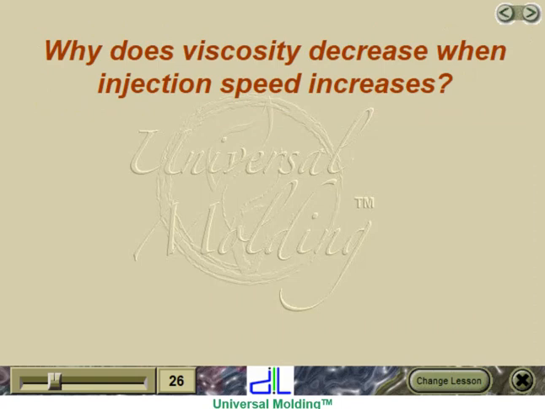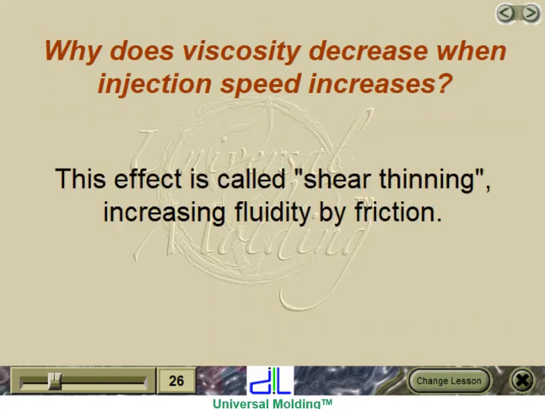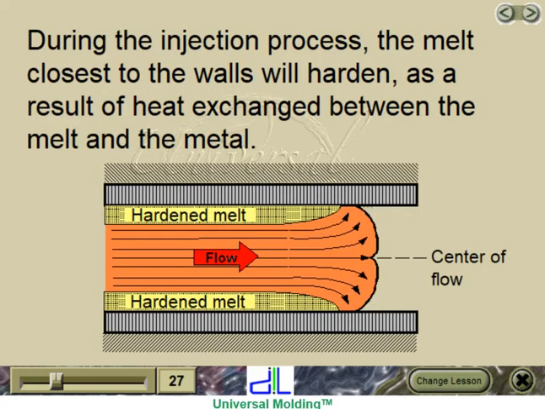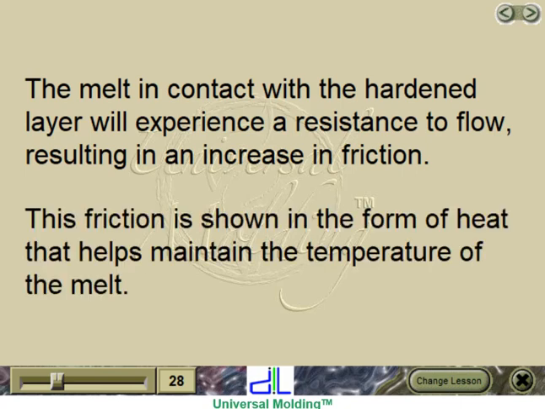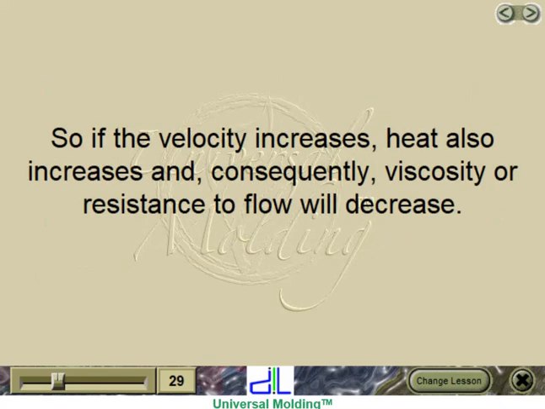Why does viscosity decrease when injection speed increases? This effect is called shear thinning, increasing fluidity by friction. During the injection process, the melt closest to the walls will harden as a result of heat exchange between the melt and the metal. The melt in contact with the hardened layer will experience a resistance to flow, resulting in an increase in friction. This friction is shown in the form of heat that helps maintain the temperature of the melt. So if the velocity increases, heat also increases, and consequently, viscosity or resistance to flow will decrease.